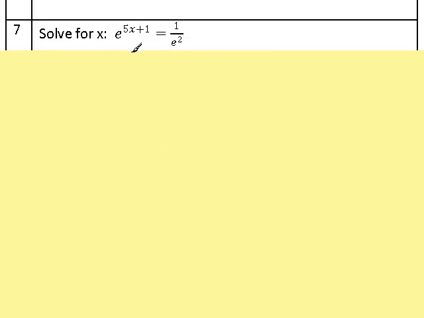Number 7, we'll write both sides in terms of base e. So here we have e to the 5x plus 1. And on the right-hand side, we have e to the negative 2. So we have this equation, 5x plus 1 is equal to negative 2. Or 5x is equal to negative 3, x is equal to negative 3 over 5.